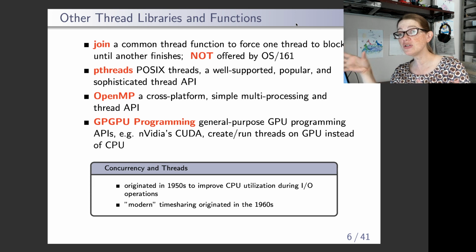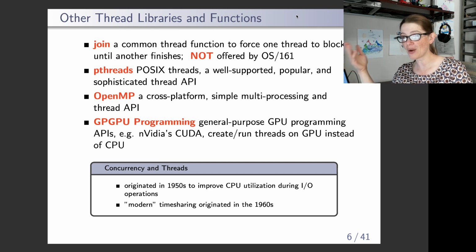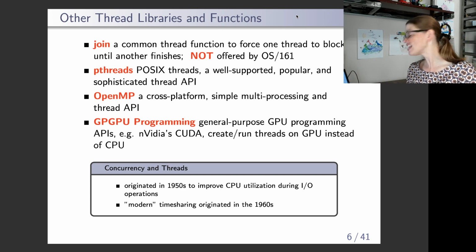Well, you have to reduce the results of the map collected into one final result, which means you need the original thread to wait for all of the map threads to complete. The join function is a way to let one thread wait for another thread to terminate. We do not have join in OS 161, but we can still get that behavior using other tools. It's very useful, by the way.